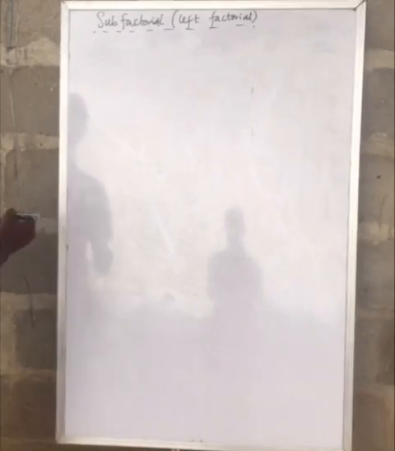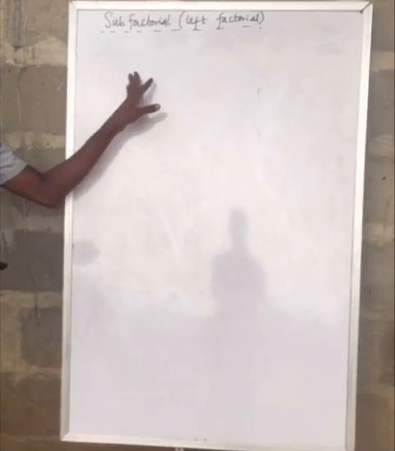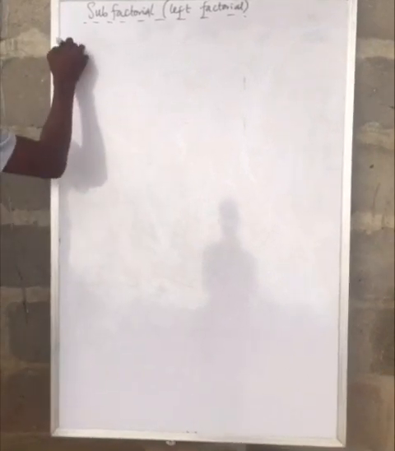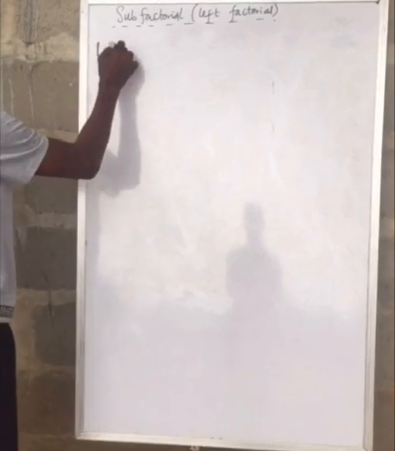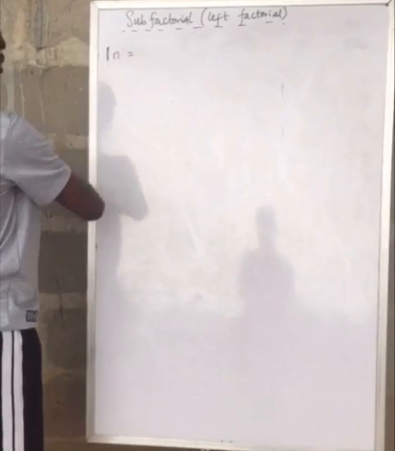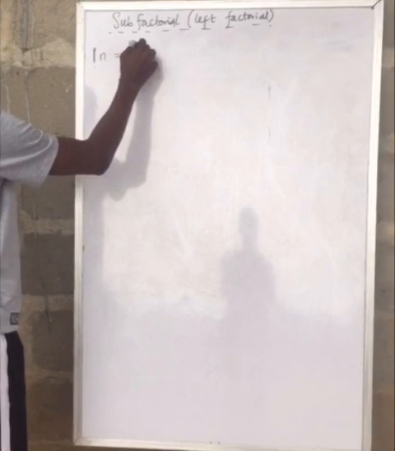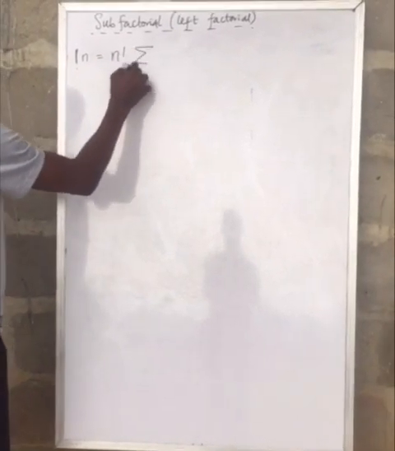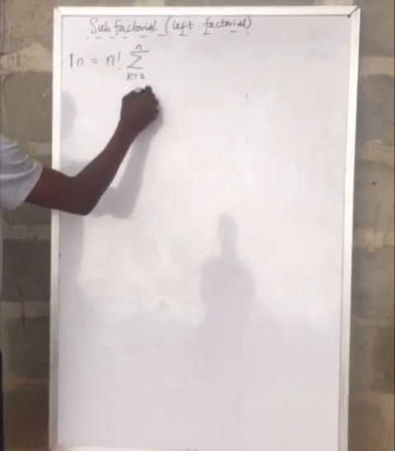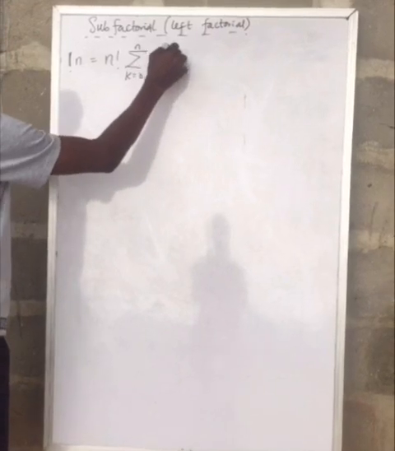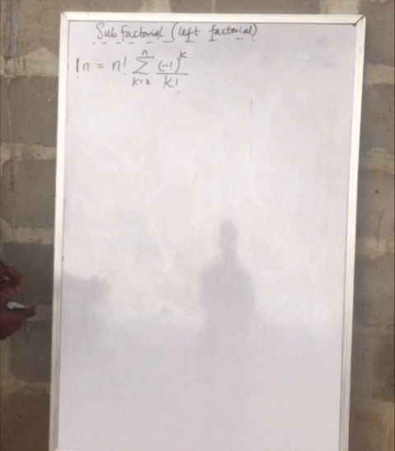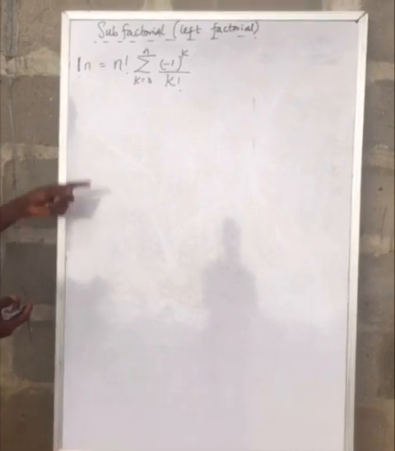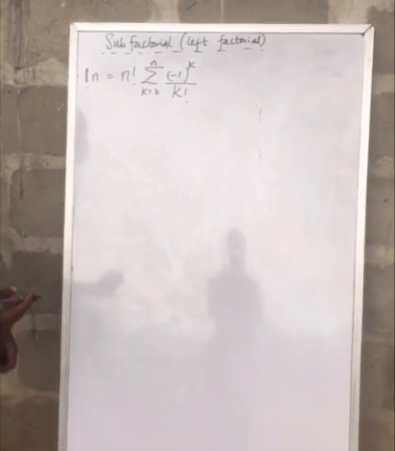Okay, quick one. So we're actually going to take subfactorial, otherwise known as left factorial. So something like this. Now, do you know that the subfactorial of n is equal to n factorial times the summation of k from 0 to n of (-1)^k over k factorial? So we can be asked to evaluate or simplify subfactorials of any value.